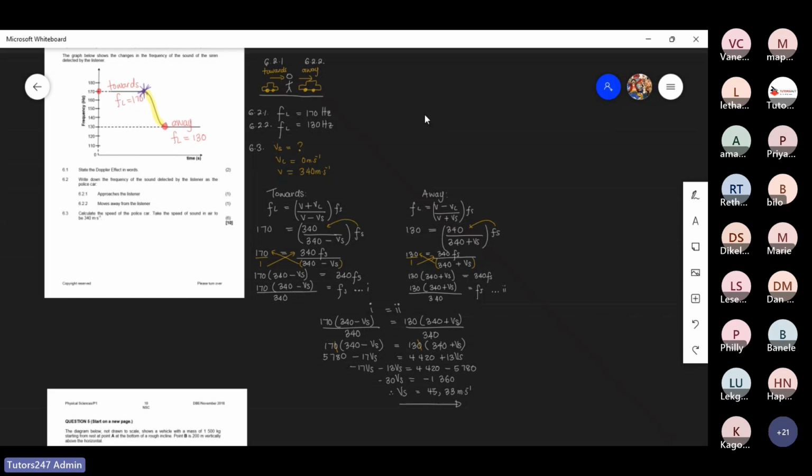If you wanted to simplify your equation in a different way, you could have made Vs your subject of your formula, which means Fs would have been within your equation. You would have then had to find the value of Fs, which is the frequency of the source. Once you did that, you would then substitute that frequency of the source into one of the equations in order to find Vs. So there's a few different methods that you could have used.